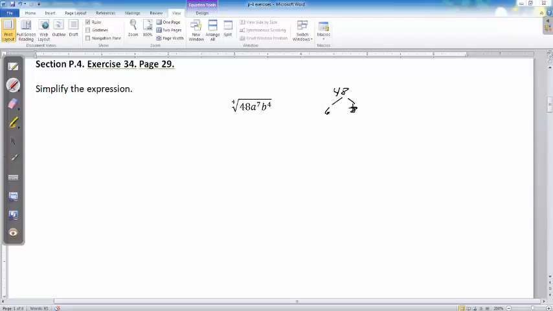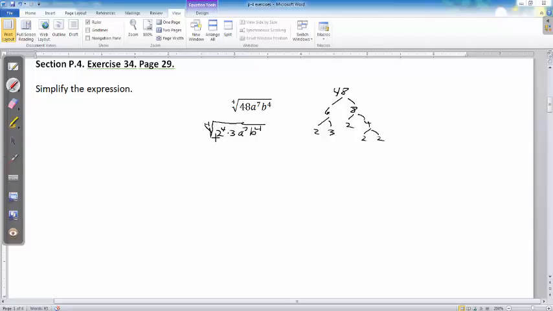6 times 8, 4 and 2, 2 and 2, 2 and 3. So this becomes the 4th root of 1, 2, 3, 4. I have 4 2's, 2 to the 4th, 1 3, A to the 7th, and B to the 4th. This also will have one new piece of information as well.